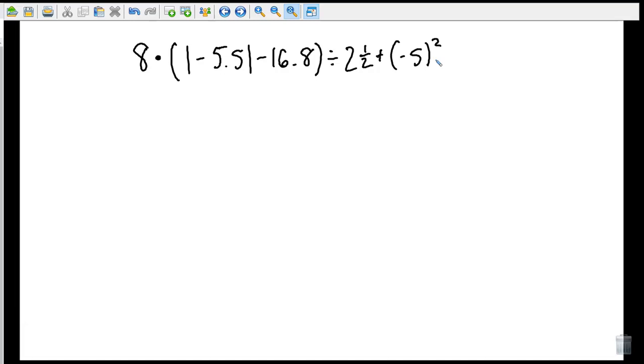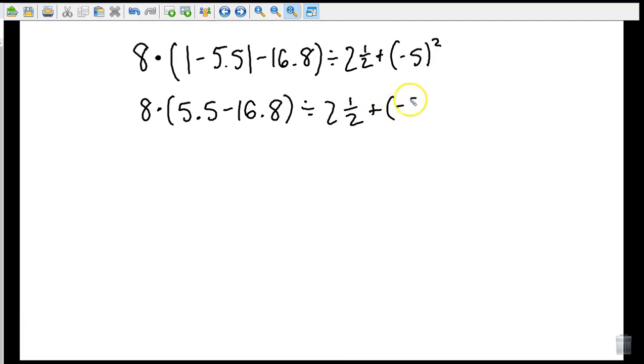So the first thing we are going to do is figure out the absolute value. So absolute value is the distance from 0, and we all know distance can never be negative. So first things first, let's rewrite this whole fun thing. 8 times, this will be positive 5.5 minus 16.8, divided by 2 1/2 plus negative 5 squared.